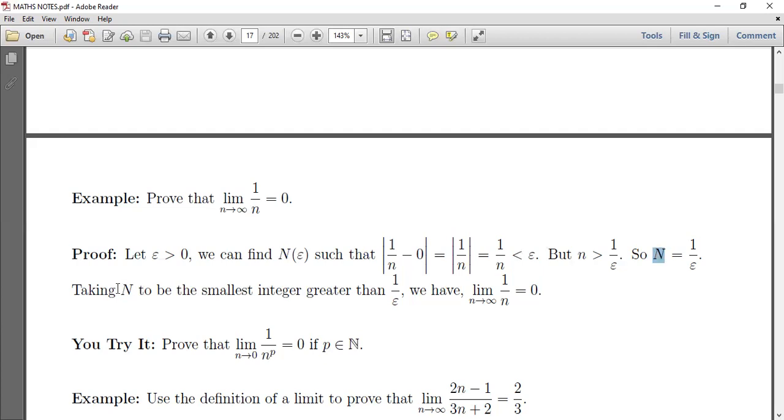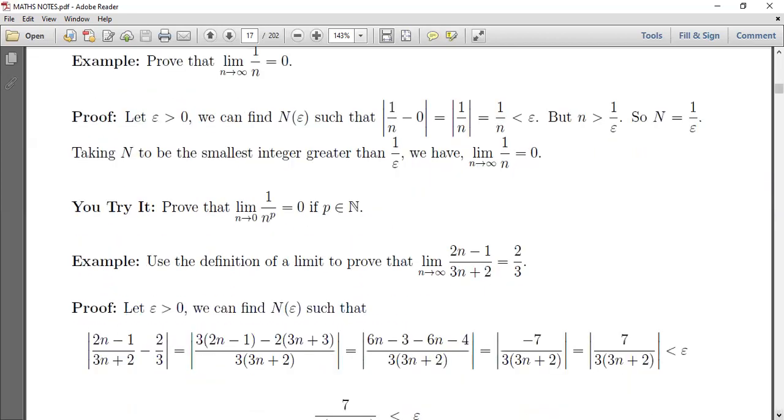Therefore, we can see that the limit of this sequence is equal to 0. Taking N to be the smallest integer greater than 1 over epsilon, as epsilon approaches 0, N will grow without bound, so 1 over n approaches 0. Therefore, the limit of 1 over n is equal to 0. That's how we prove this limit. I hope you are able to follow.